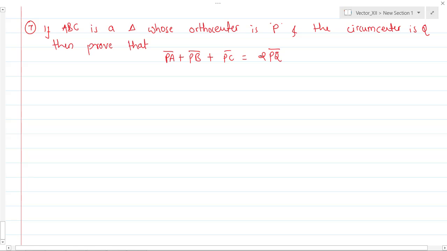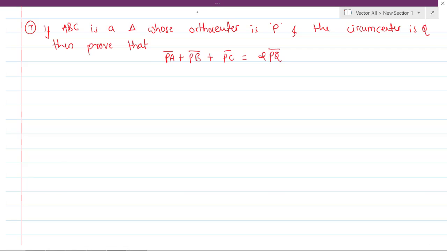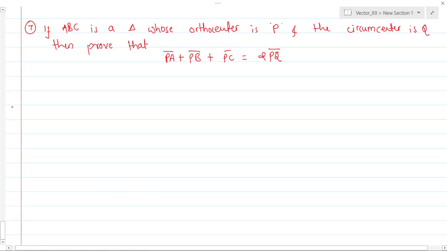Okay, so for this question you require our previous video where I told you the concept of triangle centers: circumcenter, orthocenter, incenter and centroid, and I gave one more very important concept, that is Euler's line. If you have seen that video, then only you can solve this question, otherwise it will be very difficult. Now let's see. Let's have one small triangle here. If you have not seen it, please go and check out that video.